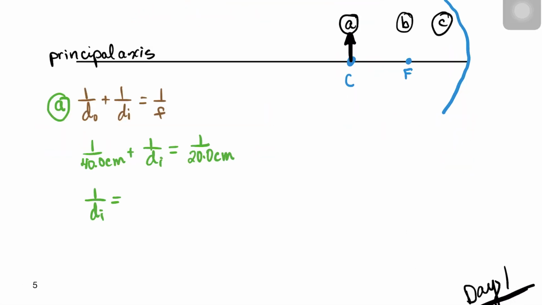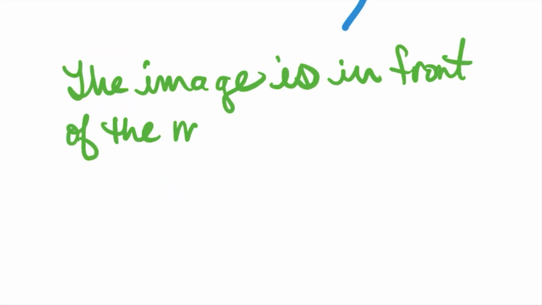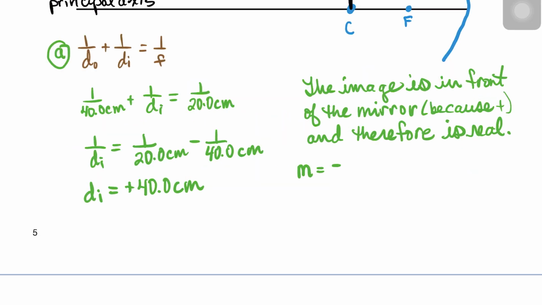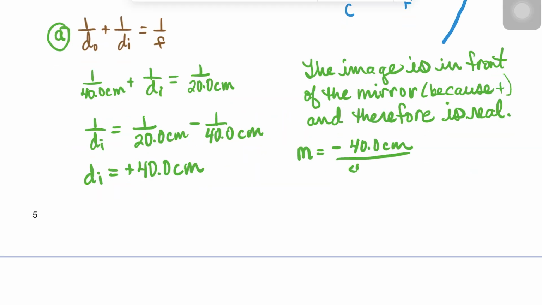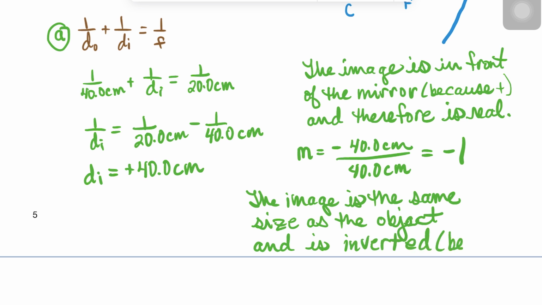First, we'll use DO and focal length to solve for DI. From this, we can make some conclusions about the image. Because DI is positive, it is in front of the mirror. Now we will use my image and object distances to solve for the magnification. Okay, and this tells me two things. Because the magnitude is 1, it means that the image is the same size as the object. And because it is negative, it means that the image is inverted or upside down.